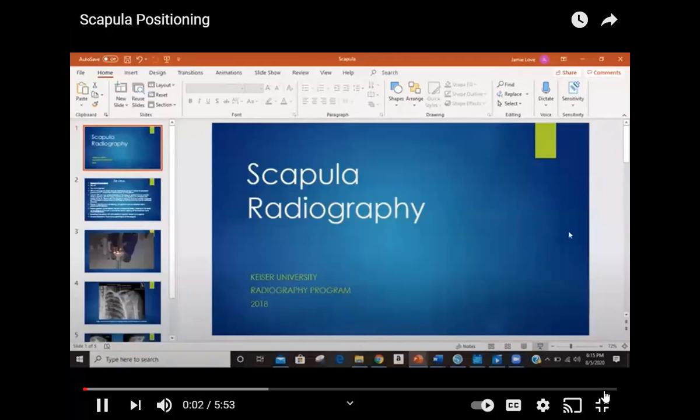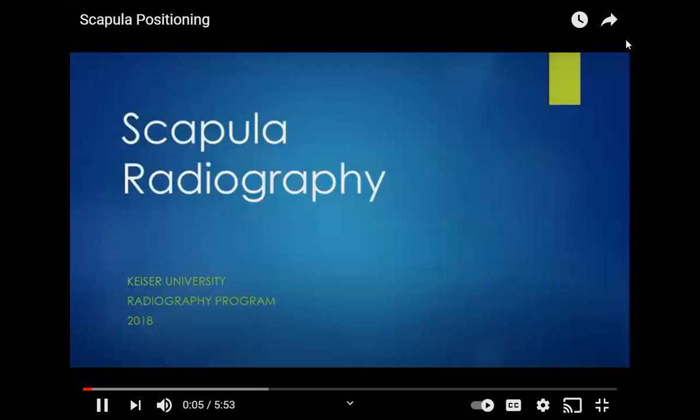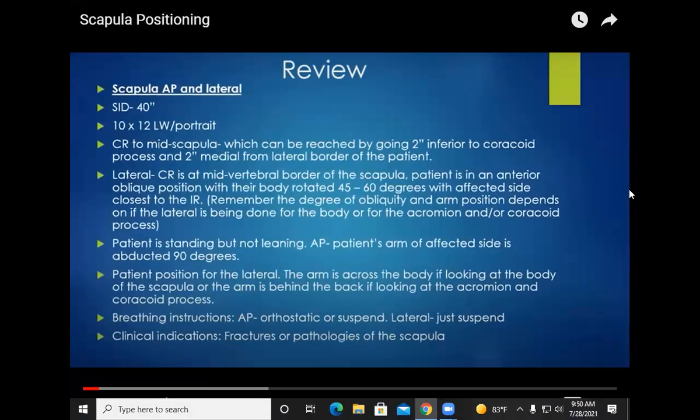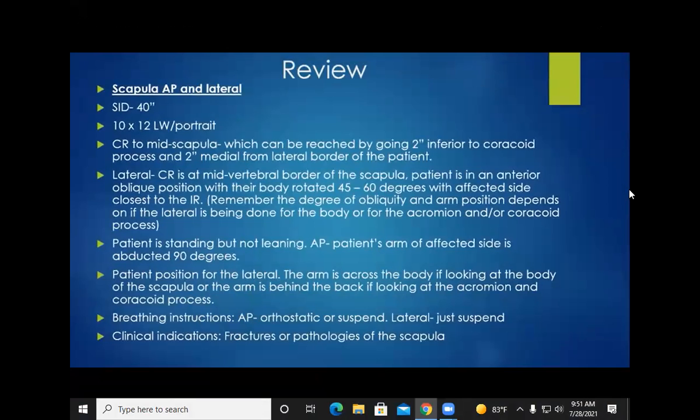Hi there guys, so we're going to look at scapula, radiography of the scapula in your Bontrager book. For the scapula, we're going to do two views, an AP and lateral, SID 40 inches, 10 by 12 IR portrait. Central ray is mid-scapula. How are you going to find that? You're going to go 2 inches inferior to the coracoid process and 2 inches medial from the lateral border of the patient. So the lateral border of the patient is right by the side of the body under the armpit.